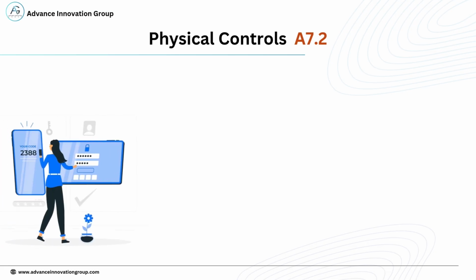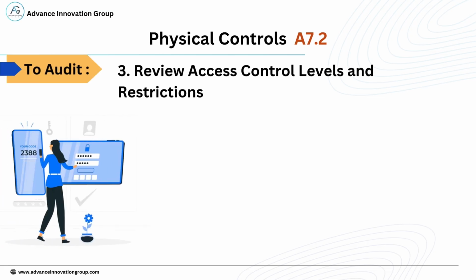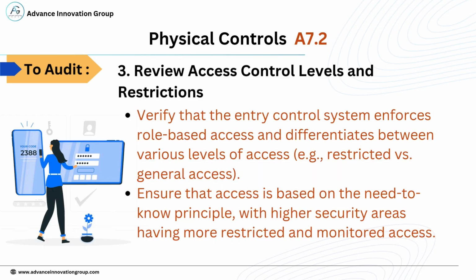Physical controls of 7.2. To audit. Third, review access control levels and restrictions. Verify that the entry control system enforces role-based access and differentiates between various levels of access, e.g., restricted versus general access. Ensure that access is based on the need-to-know principle, with higher security areas having more restricted and monitored access.